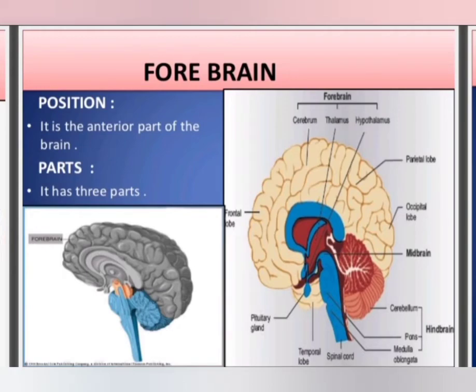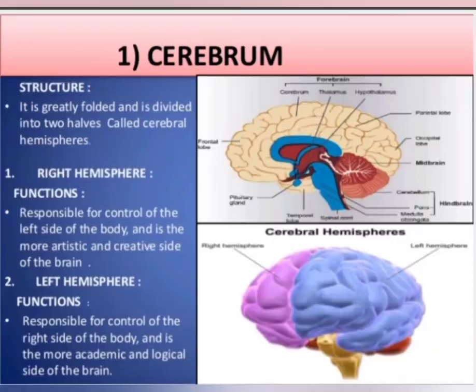Now let's talk about the forebrain. Forebrain has three main parts: cerebrum, thalamus and hypothalamus. Cerebrum is the largest part of the brain, and out of all three main parts of the brain, this forebrain is covering almost 75 to 80% of the brain, whereas the midbrain and hindbrain are very small. Now let's first talk about the largest part of the brain, that is cerebrum.